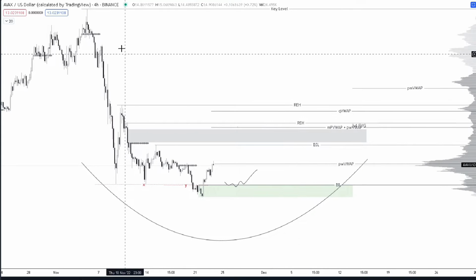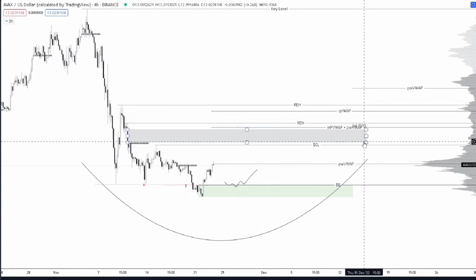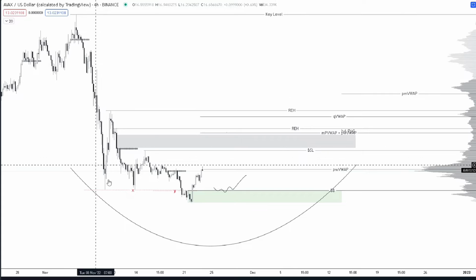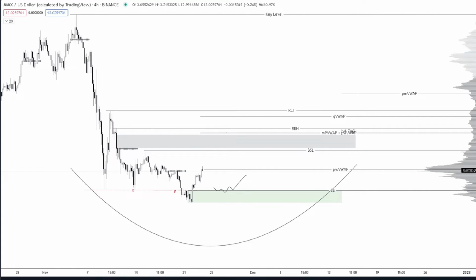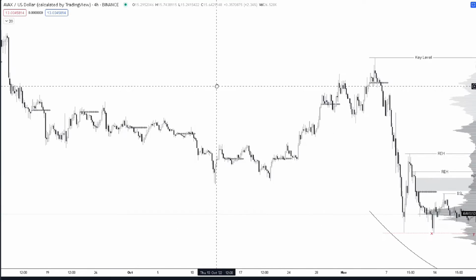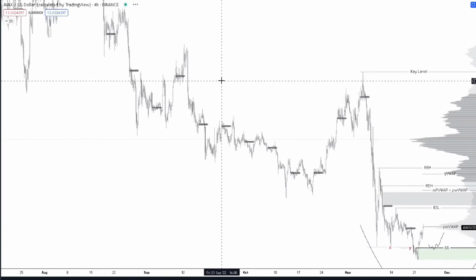The main thing I'm looking at here is this rounded bottom that's forming. A lot of times when price drops, you'll see rounded bottoms form, and these are absolutely one of my favorite patterns to trade in terms of swing trading, as these often go parabolic and the gains are enormous.